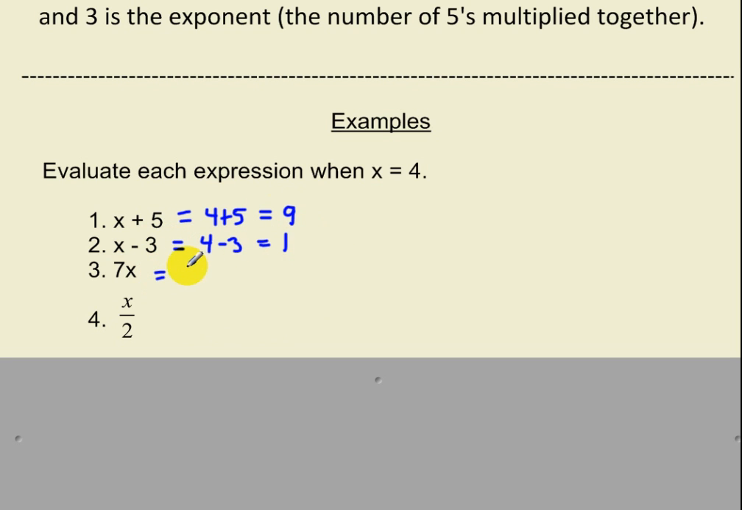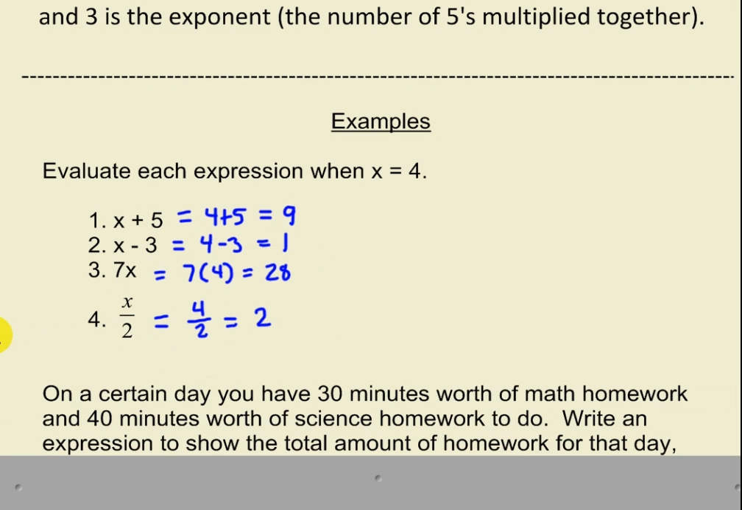Substitute 4 in place of x, and we can write 7 times 4, and this is equal to 28. And then division, we can write as 4 over 2. Now you could simplify right away to 2 over 1, or you could just look and say, oh, I already know that 4 divided by 2 is 2, and we have our answer already simplified.